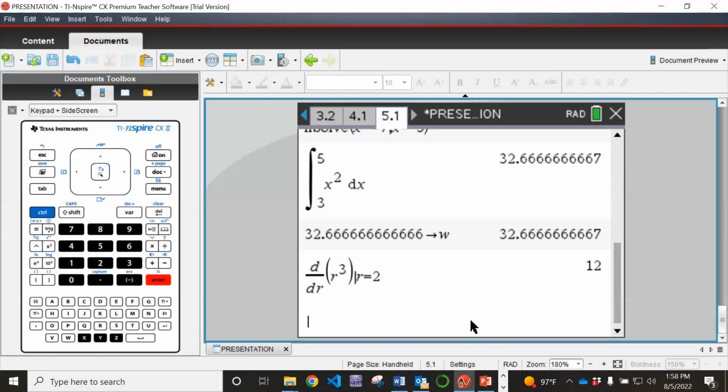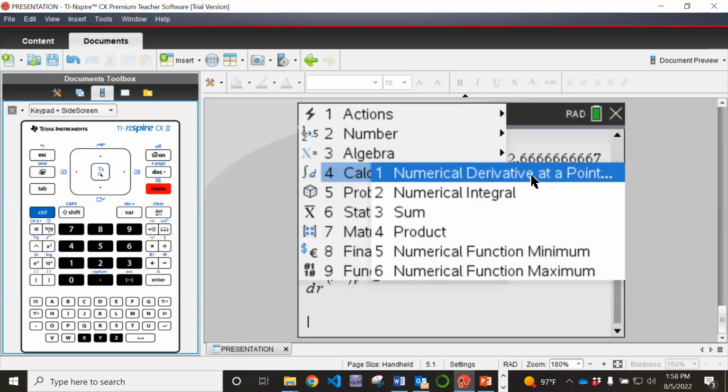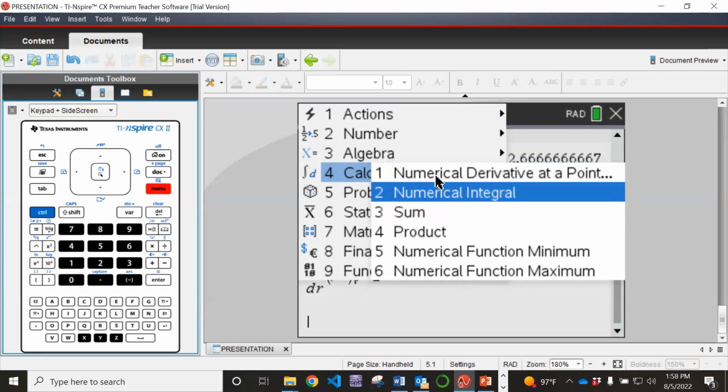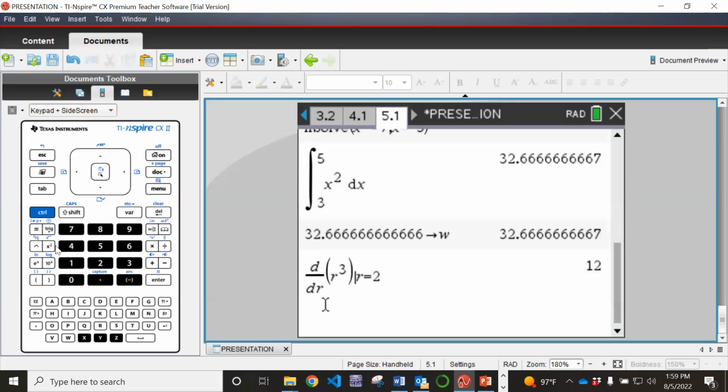Again, you could do it on the graphing screen. You could jump in here and do menu, calculus, numerical derivative at a point, or numerical integral. You can do them there. The way that it asks you in numerical derivative at a point, I don't like the layout of this. That's why I don't use that under the menu screen. I like going through the spot here beside the book. I think it's more intuitive for students to understand that portion of it.